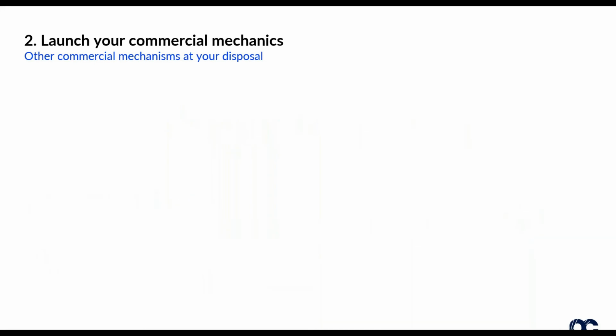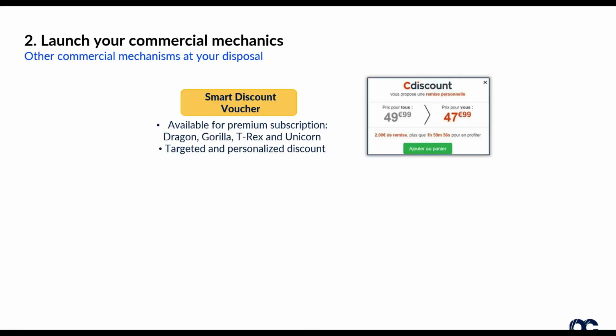And lastly there is Smart Discount Voucher. Smart Discount Voucher allows you to apply a targeted and personalized discount to your customer. This promotion is only available for the following premium subscriptions: Dragon, Gorilla, T-Rex, and Unicorn. If you wish to subscribe to a premium subscription, you can directly go to your seller zone, click on the right on Settings, and then Your Subscription.